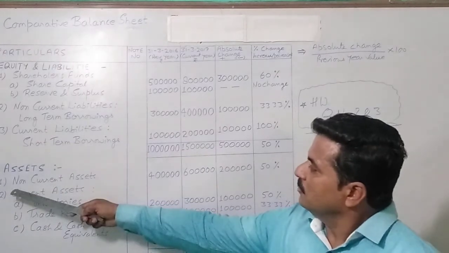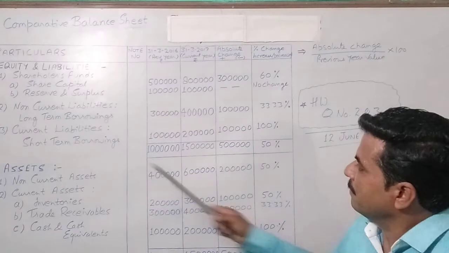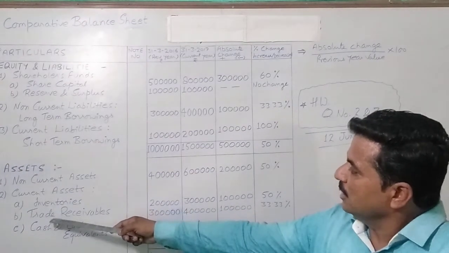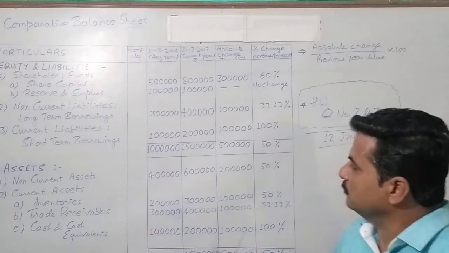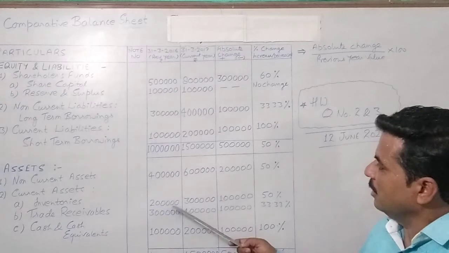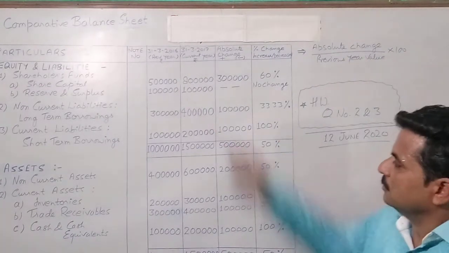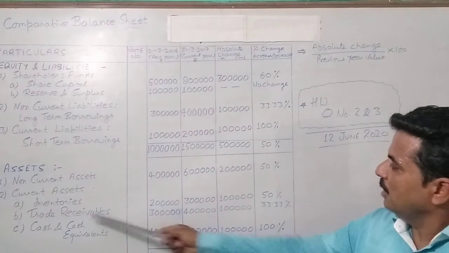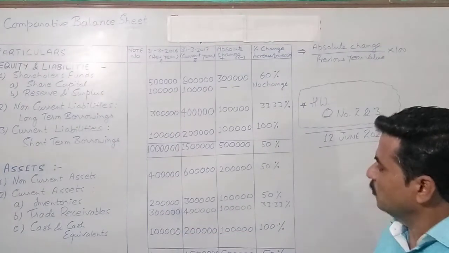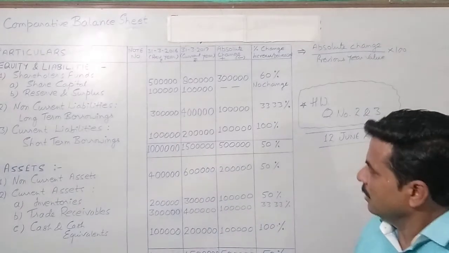In the same way, for the assets, we have non-current assets in the previous year of rupees 4 lakh, and current assets are divided into 3 parts: inventories, trade receivables, and cash equivalents. Inventories means stock. Stock has been given as rupees 2 lakh in the previous year, that is 2016, and trade receivables are rupees 3 lakh. Cash equivalents are 1 lakh, and the total is the same as equity and liabilities, that is rupees 10 lakh.